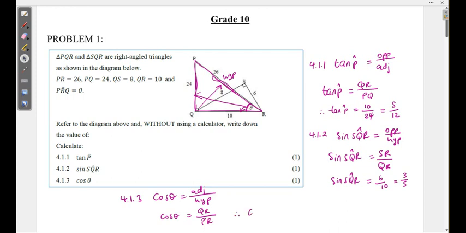Therefore, we can say cos theta would be equal to QR, which is 10 over PR. Remember, PR will be the longest side, the hypotenuse, which is 26. Then I think you can simplify that to 5 over 13 there. Then that should be your answers. Did you get them correct, good people?